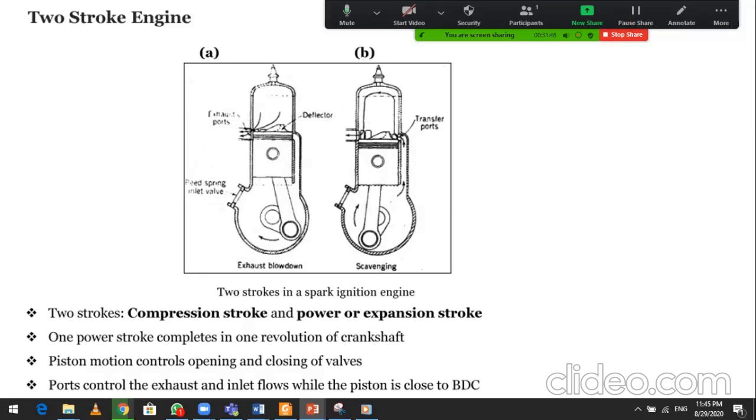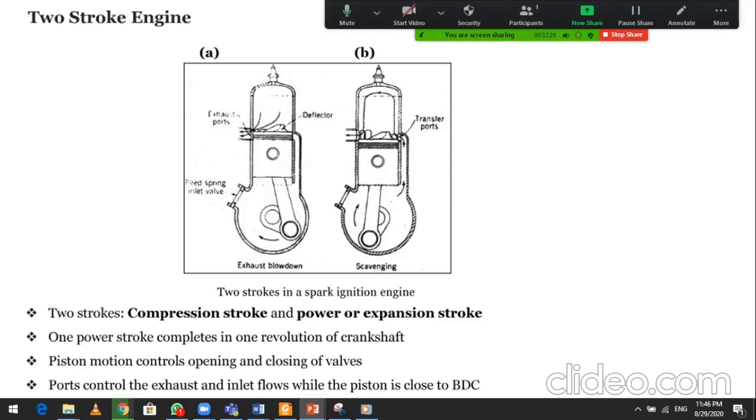और उसमें क्या, in four stroke में जो piston motion control opening and closing of valves, so piston की जो movement है वो actually control करती है valves की openings को। Okay, and petrol ports जो हमारे ports हैं, control the exhaust and inlet flow while the piston is close to BDC. जिस तरीके से हमने कहा कि piston up and down में होगा, तो the ports control the exhaust, okay? Exhaust जितनी निकालनी and inlet flows जो inlet कितना, while the piston is close to bottom dead center.